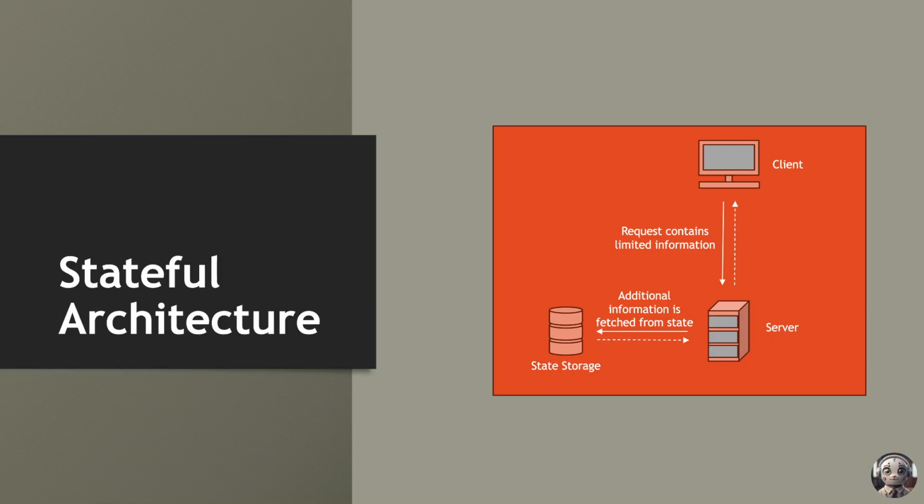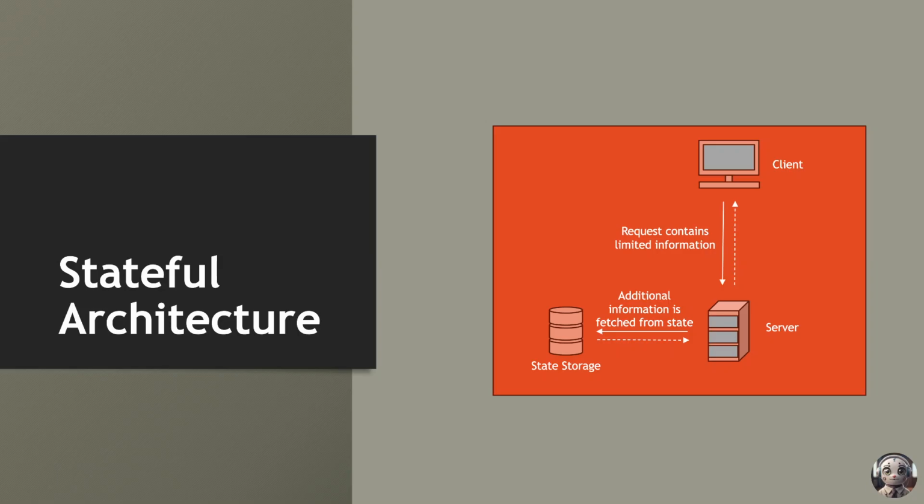This diagram illustrates the concept of a stateful architecture, which is commonly used in web applications and server-side systems. In a stateful architecture, the client, e.g., a web browser or a mobile app, sends a request to the server with limited information. The server then fetches additional data or context from a separate state storage system, such as a database or an in-memory cache. The state storage component holds the application state, which includes user data, session information, and other relevant data required to process the request fully. By leveraging this stored state, the server can enrich the limited information received from the client and provide a more comprehensive response.